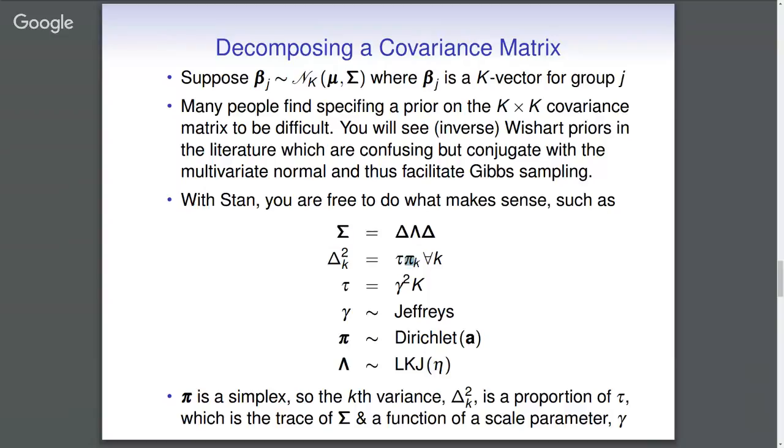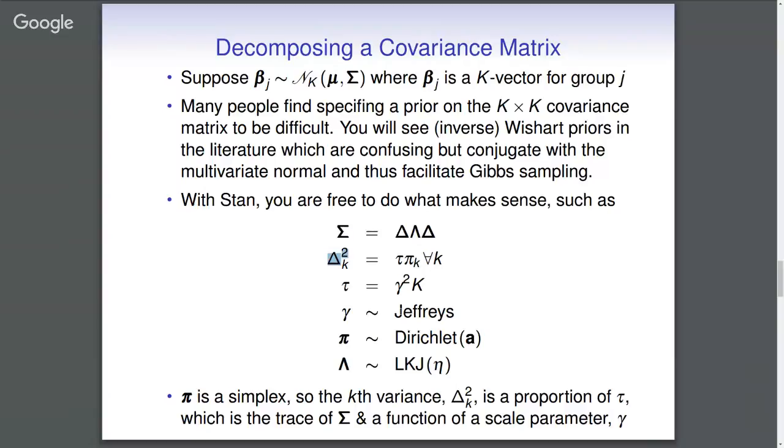And these pi's collectively constitute a simplex. So they're positive numbers between 0 and 1 that add up to 1. If all of these pi's add up to 1, and we multiply them by tau, then the sum of the squared diagonal elements of delta is the trace of sigma. So we've separated big sigma into correlations and variances. We're going to separate the variance into a trace, which is the sum of all the variances, and the proportion of that trace that is attributable to the kth diagonal element, which is the kth variance.